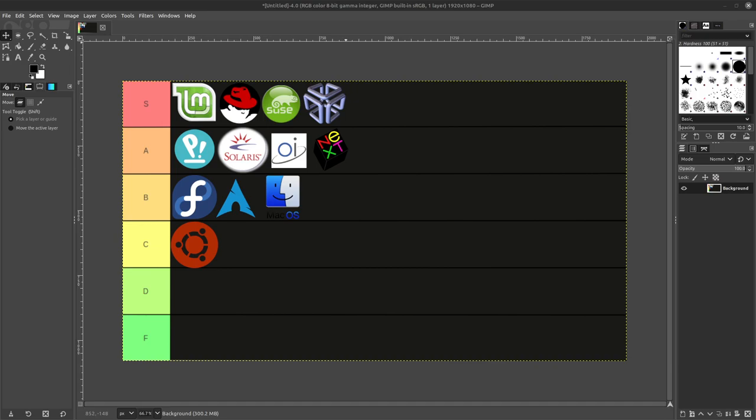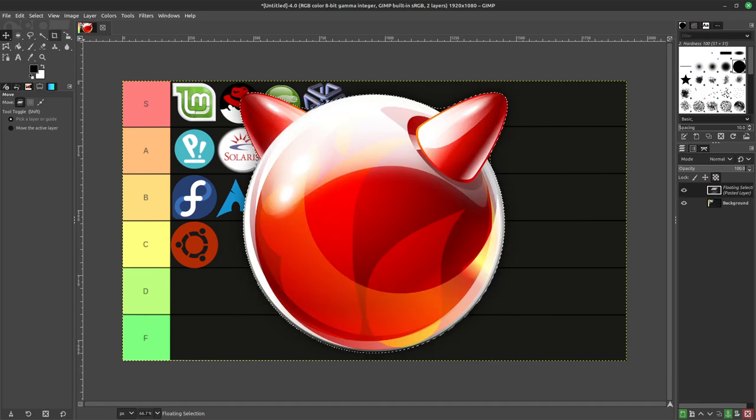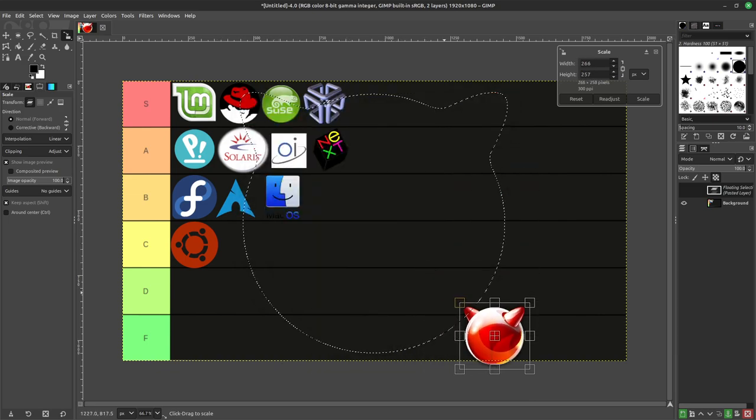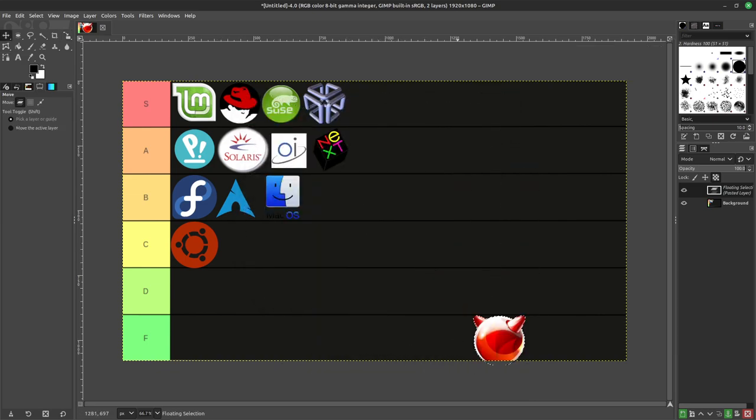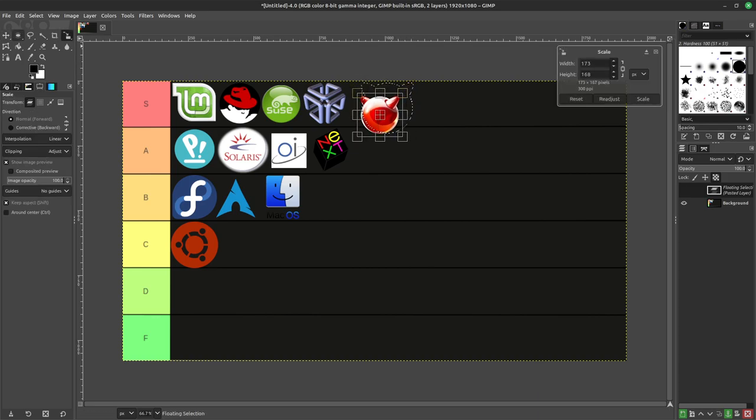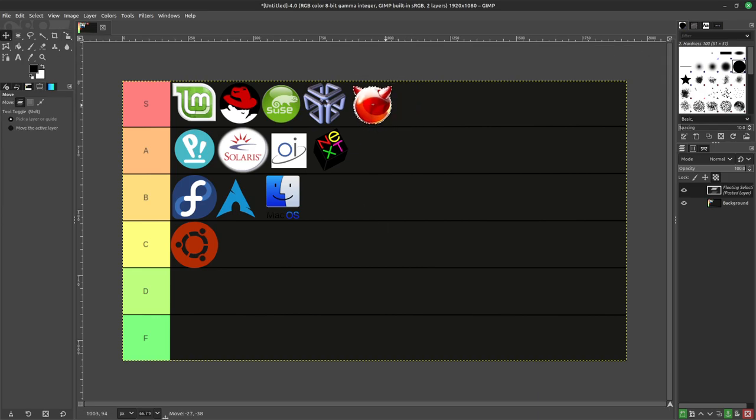Now, what about FreeBSD? It is by far one of the best Unix systems I've ever touched. I have to put it in S. It is stable, and while it can be somewhat difficult to get into, it has a learning curve. Once you learn it, it's not hard. It's really not hard. Yes, you do have to learn it.